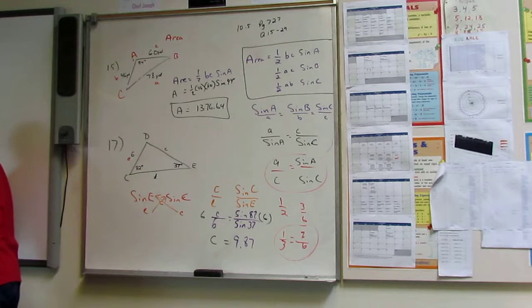Williams. Okay, and so you just put 9.87?